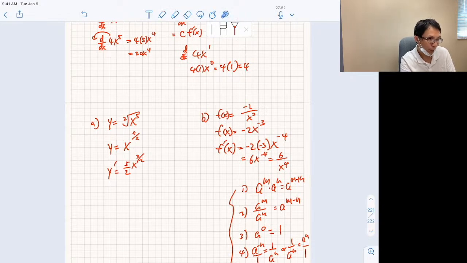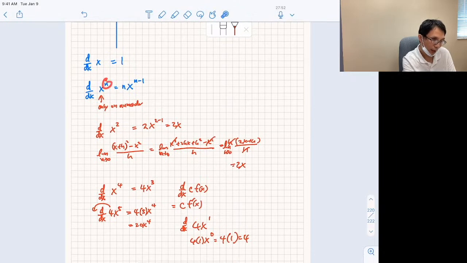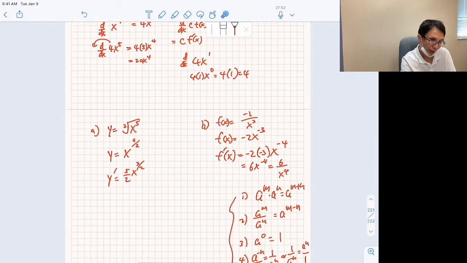Because that's the power rule. The power rule says this n is gonna fall into the front, and then the power is gonna subtract 1. So same thing like this. This -3 is gonna drop in the front, becomes multiplication. They're not adding. So this one becomes 6, and this -3 subtract 1 is gonna be -4. So it'd be 6x to the -4. Now you can convert back to non-negative exponents.